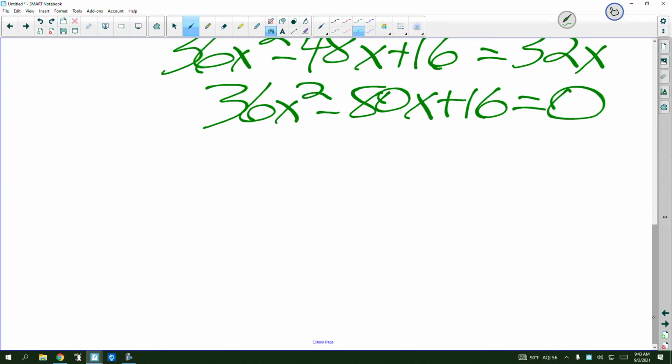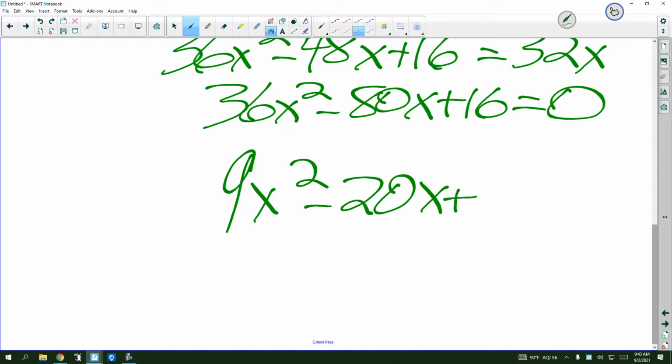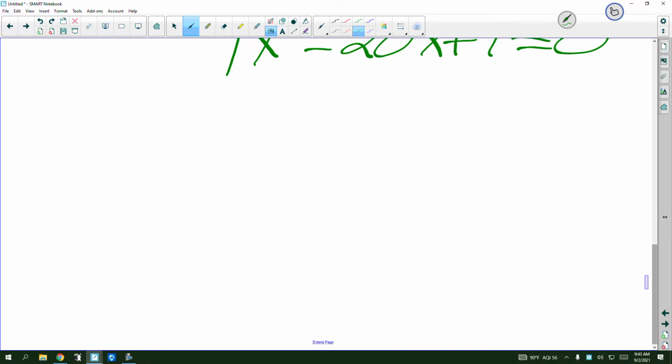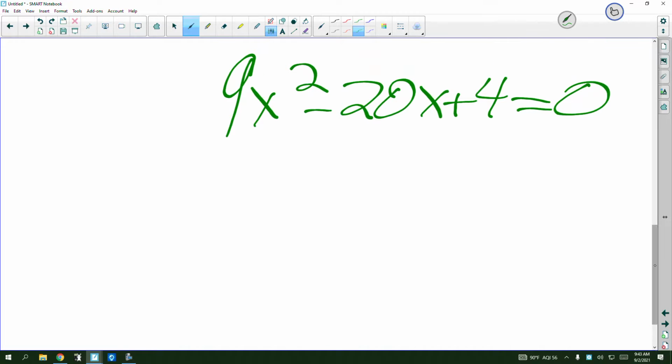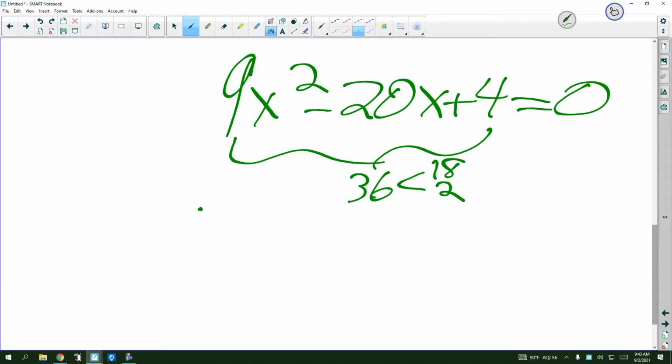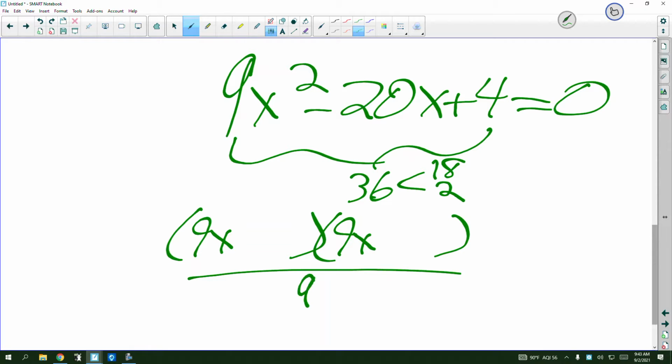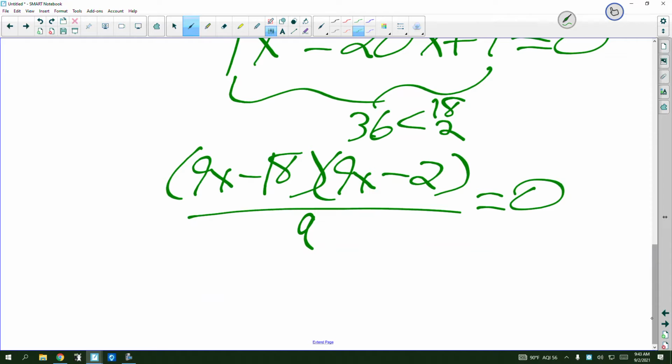Can we divide by 4? Yes, we can. Why not? Let's try down under. All you got was 80? Does anything go to 30? Oh, 18 and 2. Perfect. Minus plus is a minus. I'll put an 18 there. I'll put a 2 there. It equals 0. Of course.